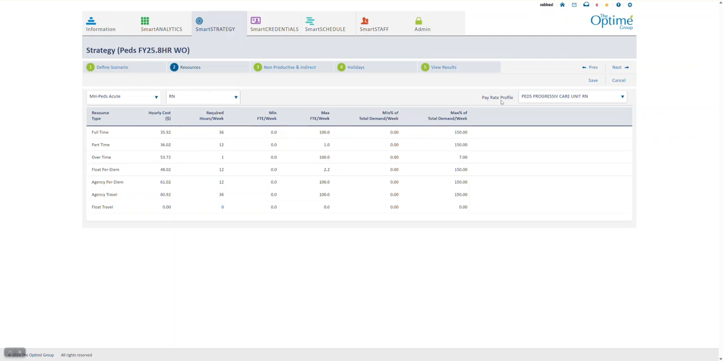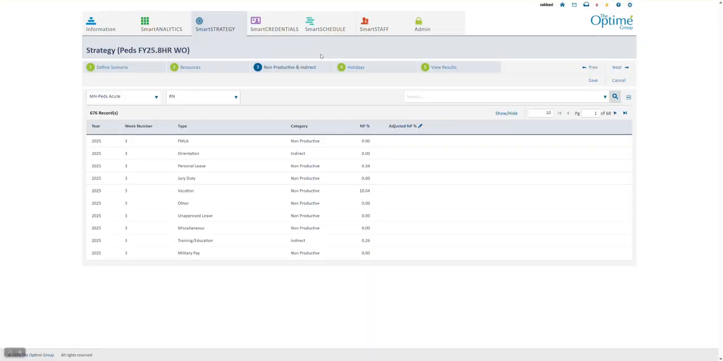And again, if you set a pay rate profile, you can save it. And then if you need to add 2% to that particular profile, it's much easier to do. And then your strategy could just pick up on it. All right, now we go to non-productive.